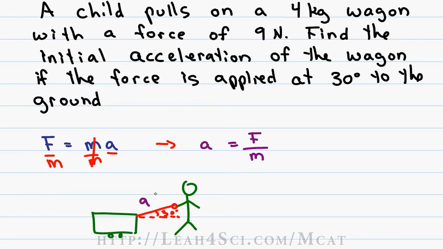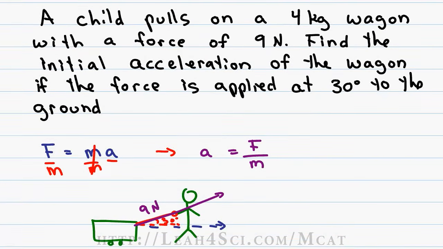If the force of 9 newtons is applied at 30 degrees, we only want the component in the x direction since the acceleration will be in the x direction. That means we have to take the initial force and break it into its x and y components to know what to use in this situation. Force in the x direction equals force times the cosine of 30 degrees.